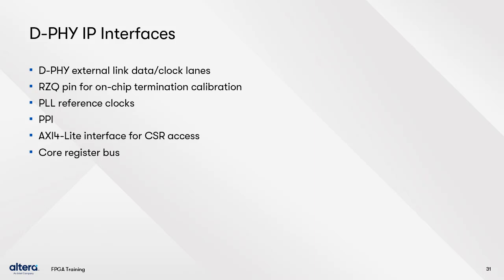Internally, you connect the PPI interfaces to the CSI2 or DSI2 IP in the FPGA fabric. You must make sure to connect the upper layer IP as you specified in the DPHY parameter editor link settings. Connect the AXI4-Lite interface to your control logic to access the IP's CSRs. The IP also provides a core register bus interface, which extends the AXI4-Lite interface to other IPs within the FPGA. This allows a single AXI4-Lite interface to access CSRs within multiple IP cores. The example design uses the core register bus to extend the CSR space to the traffic generator block.